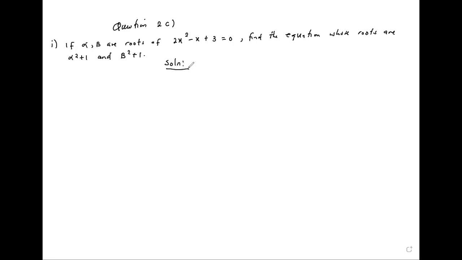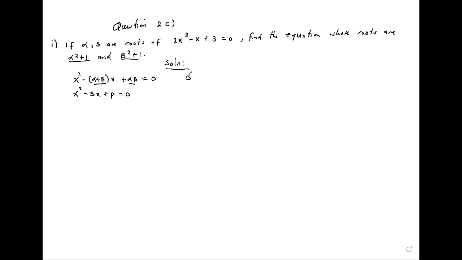Solution. We know the general equation is written as x squared minus (alpha plus beta)x plus alpha beta is equal to 0. That's how we write the general equation. Then we need to form an equation whose roots are these. So you can write this as x squared minus the sum of the roots, x, plus the product is equal to 0.